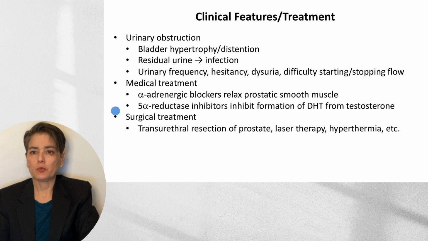So medical treatment will use, for example, alpha-adrenergic blockers to relax the prostatic smooth muscle, allowing urine to flow. And 5-alpha reductase inhibitors will inhibit the formation of DHT from testosterone. In addition, we can do surgical approaches such as a transurethral resection of prostate, or TURP, laser therapy, hyperthermia, etc.